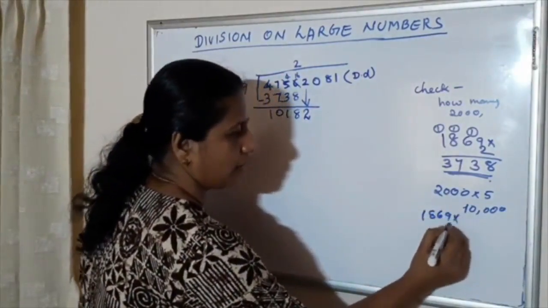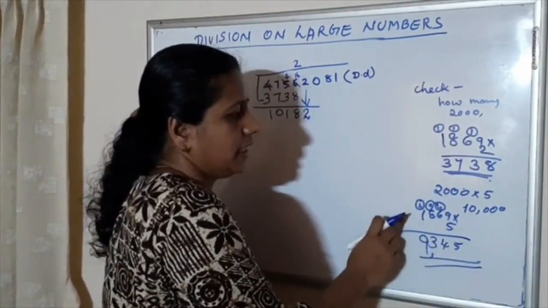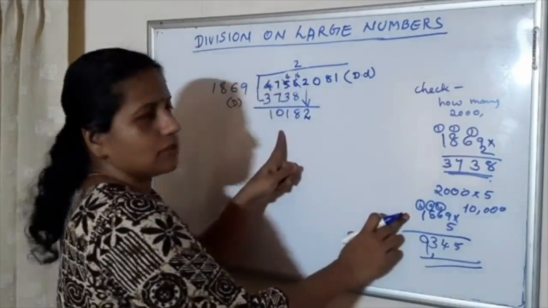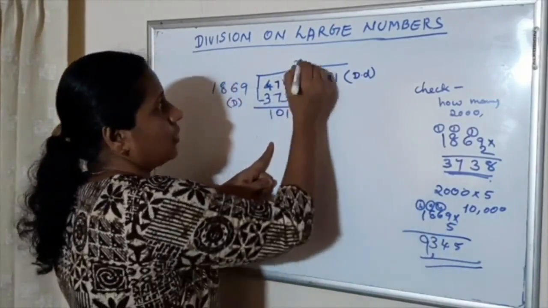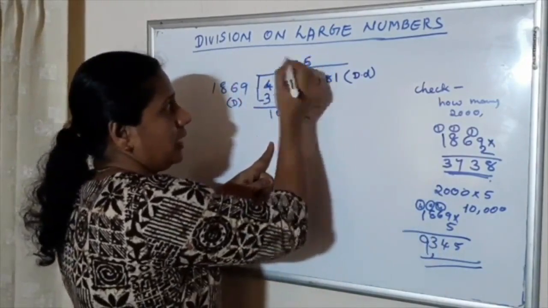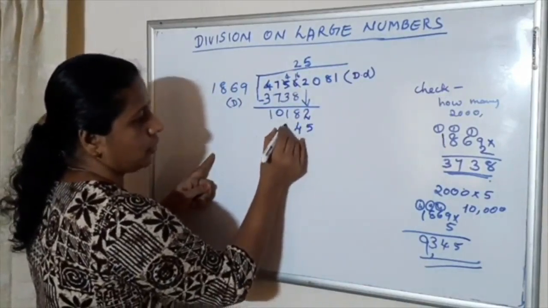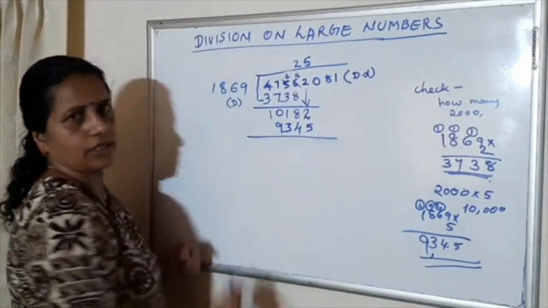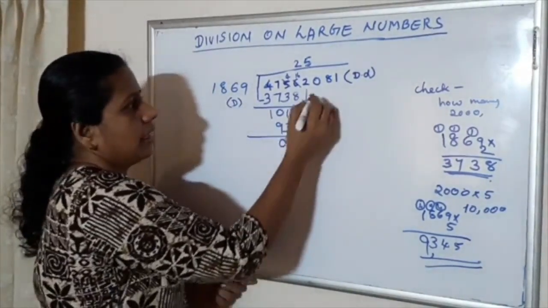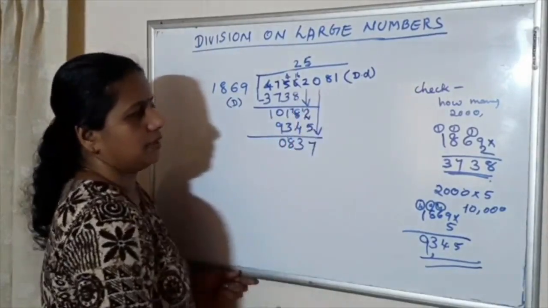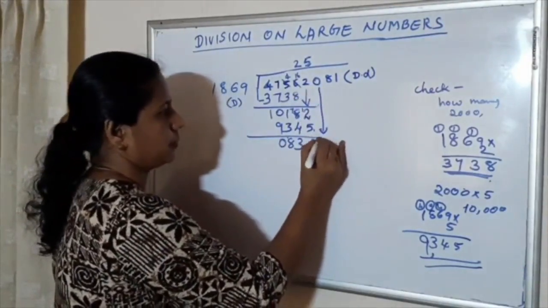1869 into 5. This is 9345. This is very near to 10,182. So 5 times we can take. So first you write that 5 there, and after that write the products from right to left. Okay. That is 837. Next carry down the next number. Okay, carry down the next number, that is 0.